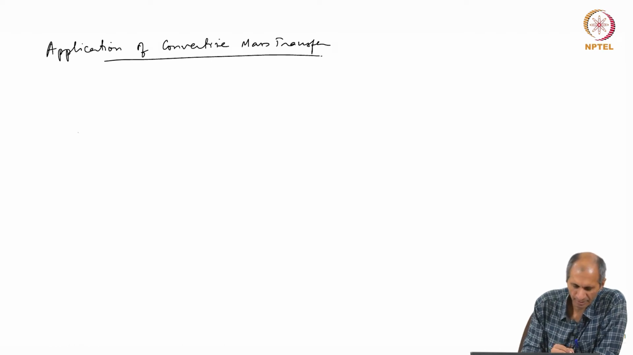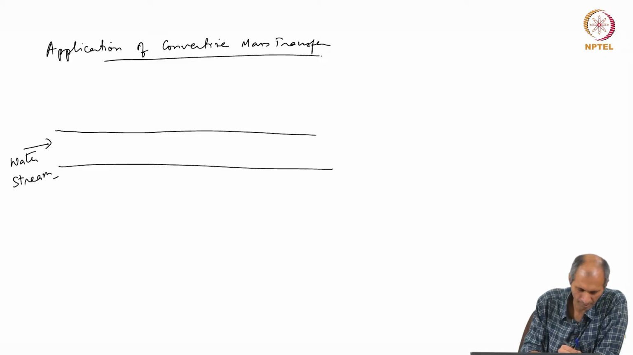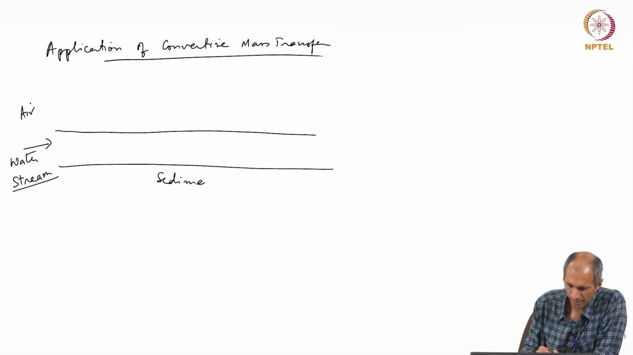We look at a system such as a river. So, in a river again the problem is, in a stream, so normally we call this a stream. Stream is a flowing water, and we have say air and we have sediment. There, three possibilities here.